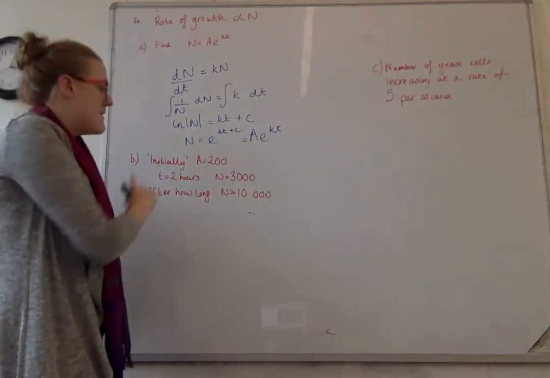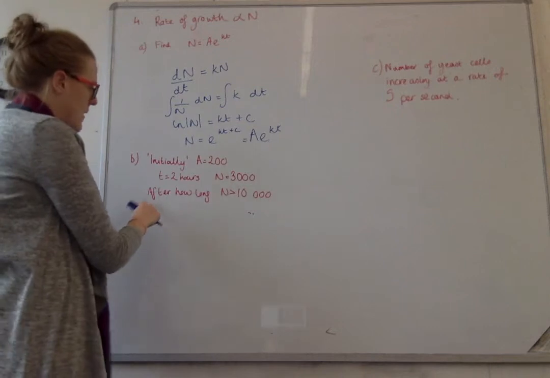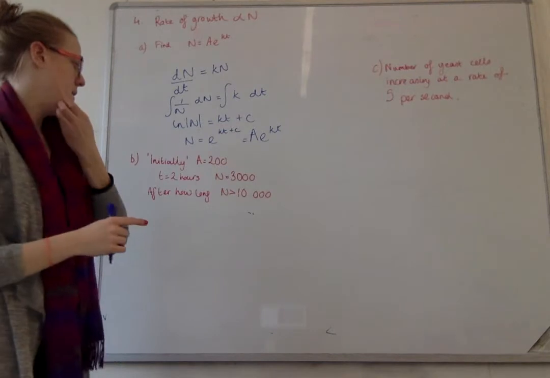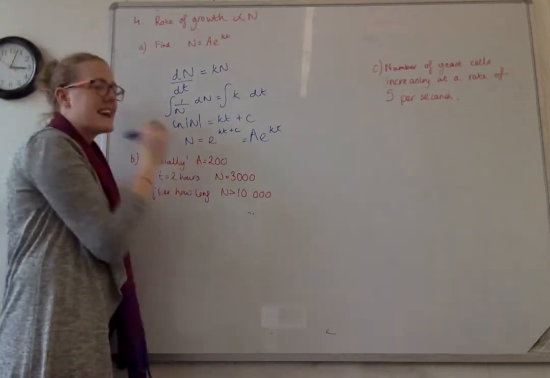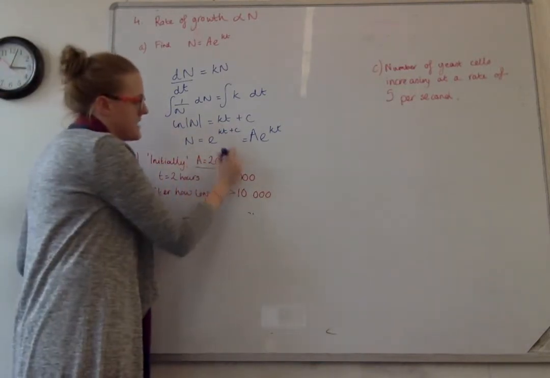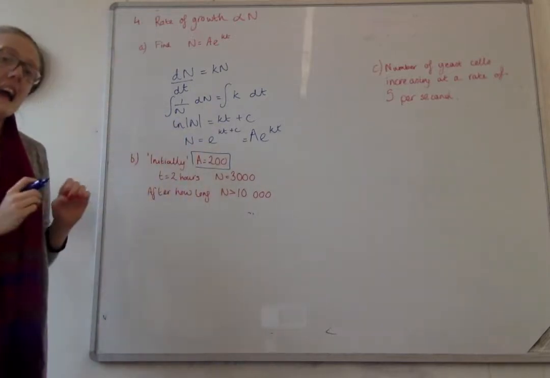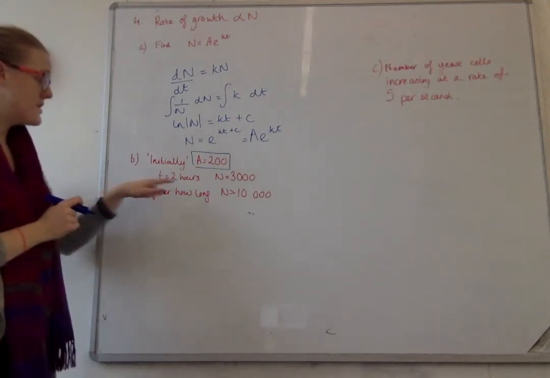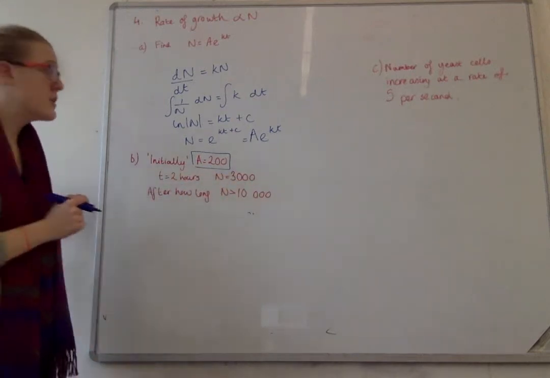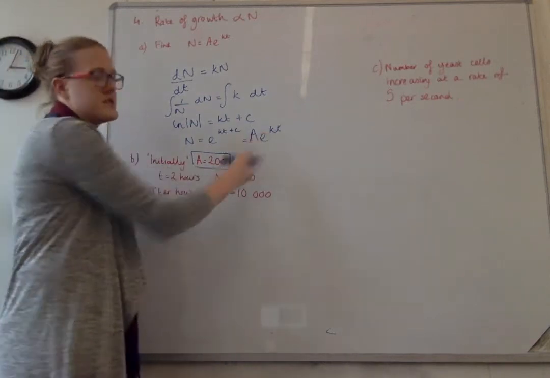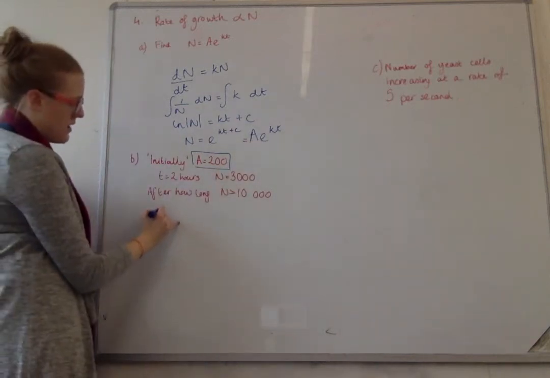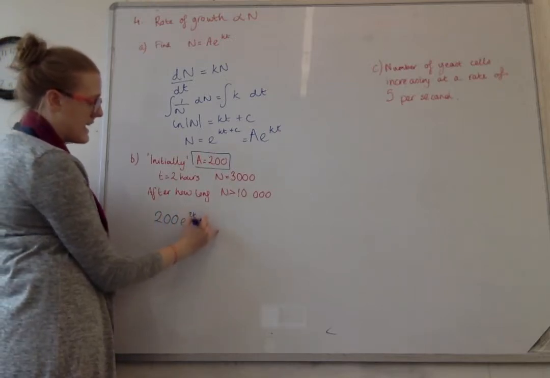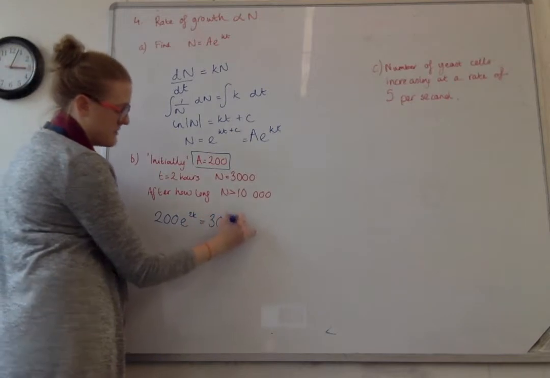The next part of the question gave us some information about it and asked us to work out how long would the number of yeast exceed 10,000. So I used the information from two. It said initially there was 200 in there, so that leads us to know that A, the first value, is 200. We're told that after 2 hours the number was 3,000. So we can use that information to find out what our constant k here is. So we know that 200 times e to the 2k is equal to 3,000.